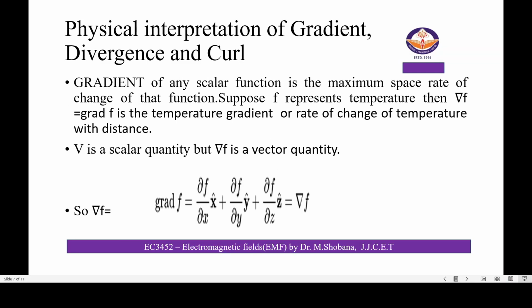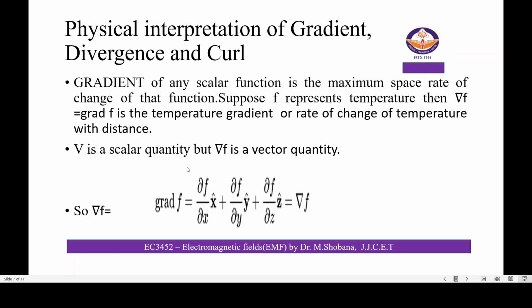Now we move into the physical interpretation of gradient, divergence, and curl. Having seen what gradient, divergence, and curl are, now we'll see their physical interpretation. The gradient of any scalar function is the maximum space rate of change of that function. Suppose f represents the temperature, then del f, the gradient of f, is the temperature gradient or the rate of change of temperature with distance.